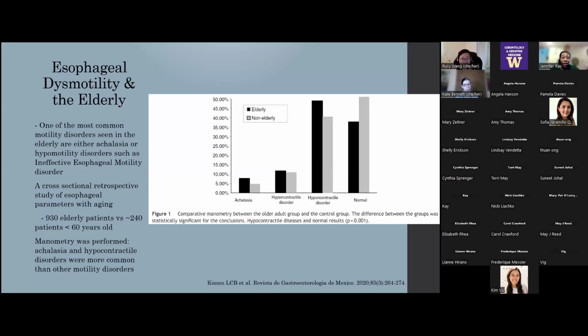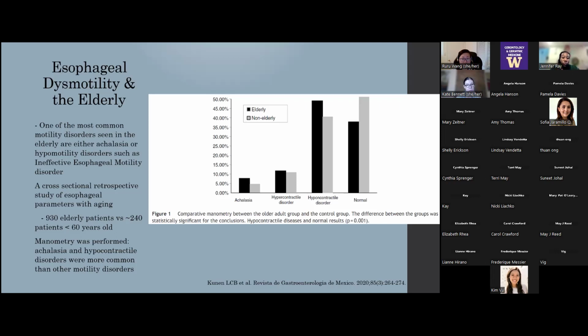Another study I found, just kind of answering the question of what you are going to see when you refer patients for esophageal manometry studies. What you're typically going to see is a hypomotility disorder, which I see in my clinic quite a bit. So the main ones being achalasia or ineffective esophageal motility disorder. And this is a paper I found.